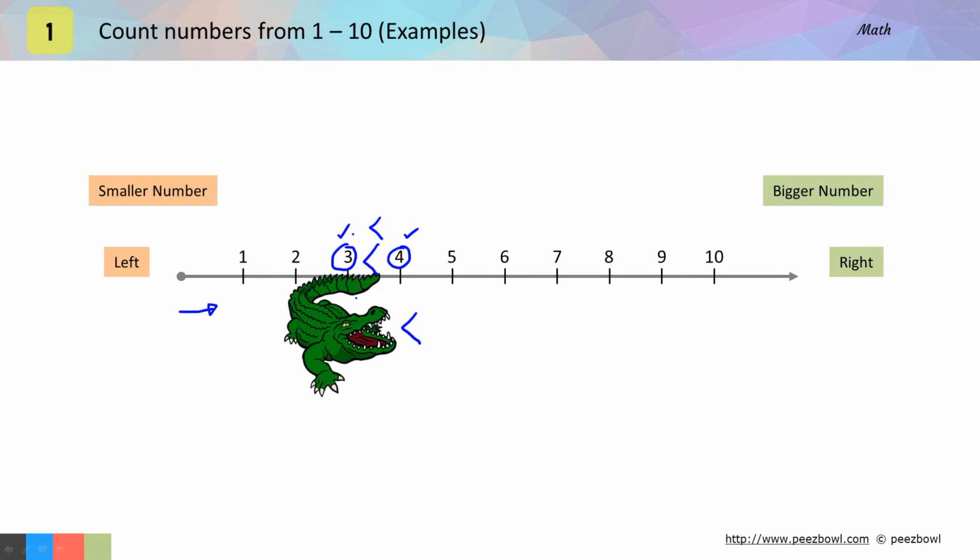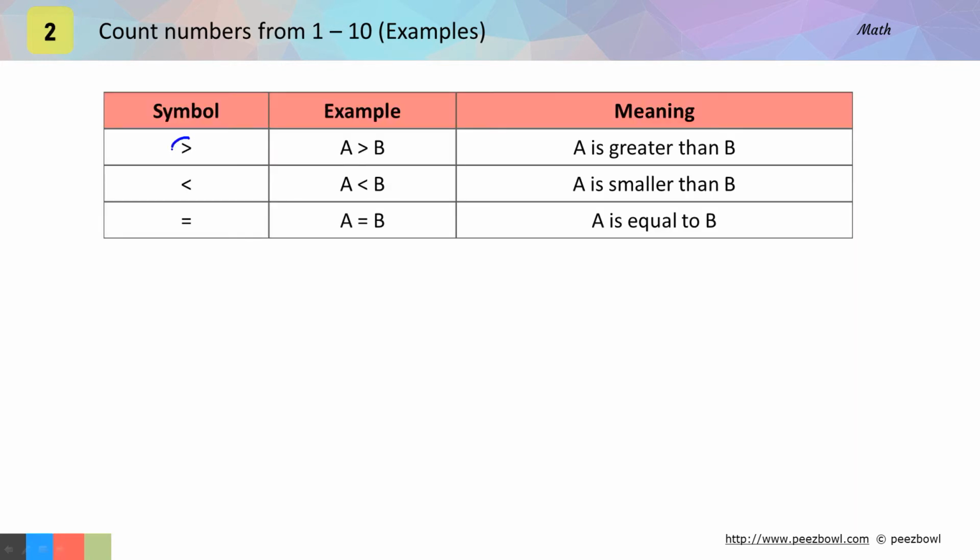Okay, we write few symbols when we compare two numbers in math. Let us see couple of them. This symbol means greater than. When we write A greater than B, that means A is greater than B. Pay attention to the symbol. See the open side or open angle of the symbol. It is towards A because A is bigger in this case.